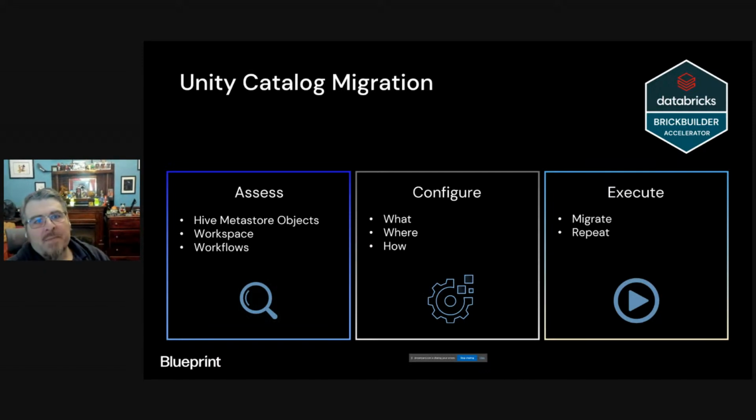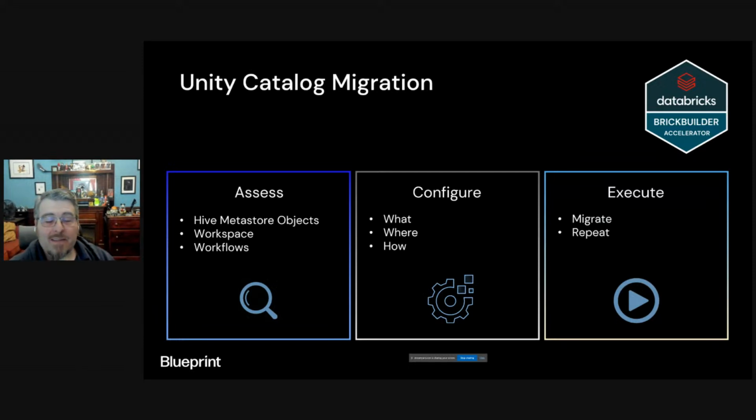We, being Blueprint, have been recognized by Databricks with a Brick Builder Accelerator certification for our work in Unity Catalog migration. And at the very basic level, it's simply 3 steps that repeat. We begin with an assessment. We figure out what all Hive Metastore objects you have. What do you have in your workspace, like notebooks, queries, jobs, DLT pipelines, etc. We assess all that data, and then we work with you to take the assessment data and decide the what, where, and how you want to move those objects into Unity Catalog.